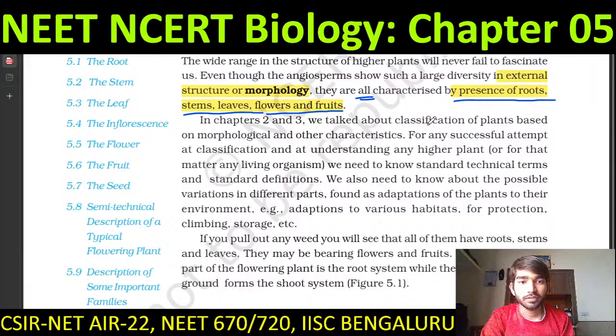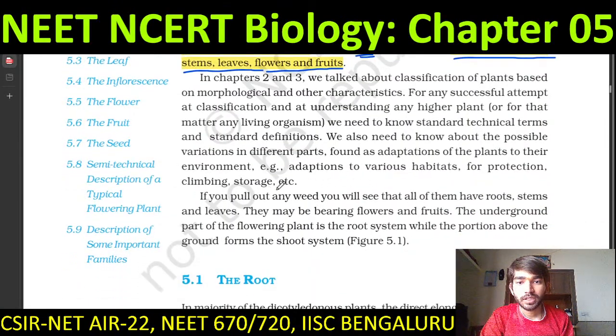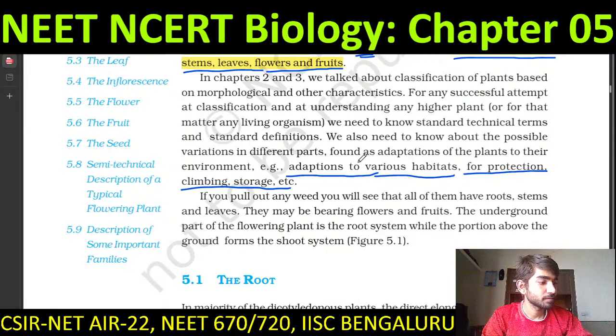So in chapters 2 and 3, we talked about the classification of plants, exactly what I was talking about. Based on morphological and other characteristics, for any successful attempt at classification and at understanding any higher plant, or for that matter, any living organism, we need to know standard technical terms and standard definitions. We also need to know about the possible variation in different parts, such as adaptation of the plant to its environment, for example, adaptation to various habitats for protection, climbing, storage, etc. We'll see all these examples, for example, stem modification, root modification, in the later sections.